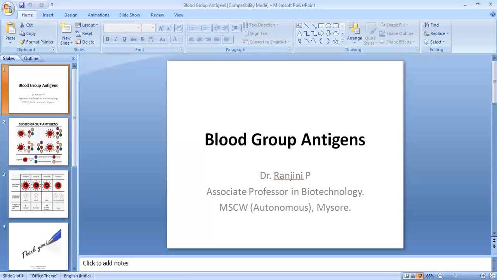Since the RBC has the A antigen, the individual will not carry anti-A anti-sera, but since they do not have the B antigen on the RBC, they carry the antibodies for the missing antigen, that is B. So the individual belonging to group A will have antigen A on the RBC and anti-B anti-sera in the blood plasma.